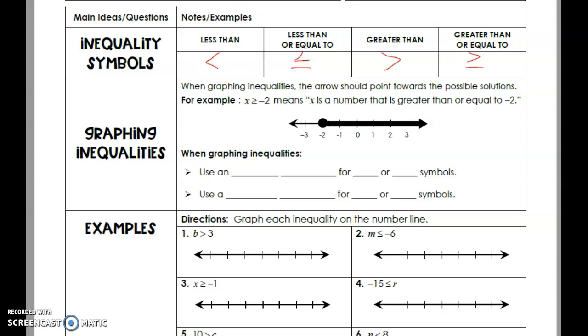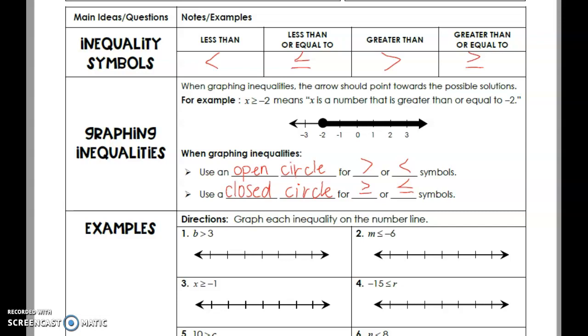For example, x is greater than or equal to -2 means that x is a number that is greater than or equal to -2. When graphing inequalities, you're going to use an open circle for greater than or less than symbols. Use a closed circle for greater than or equal to or less than or equal to. Make sure you understand the difference.